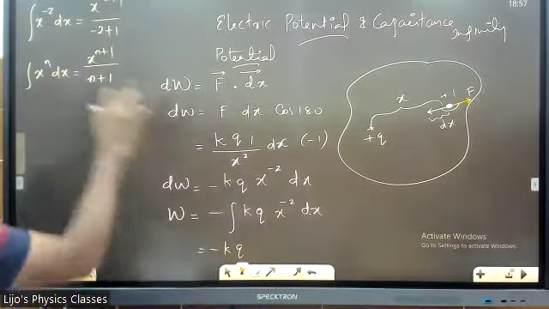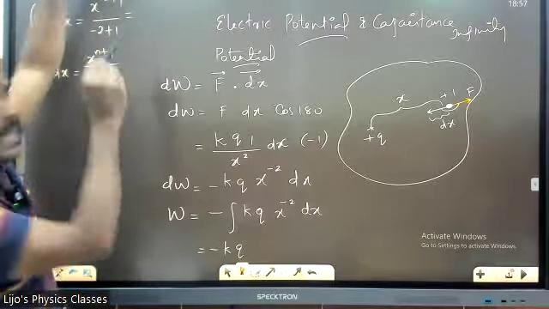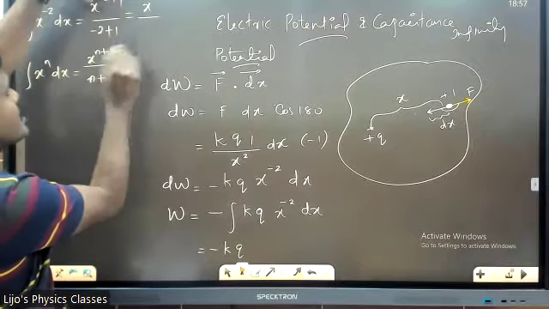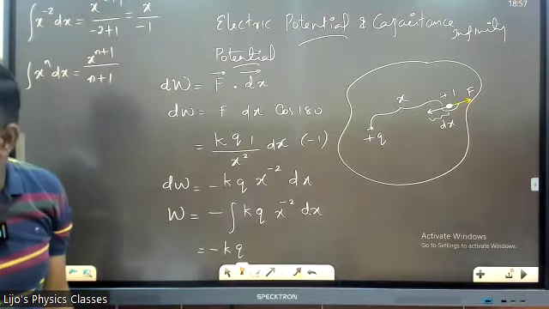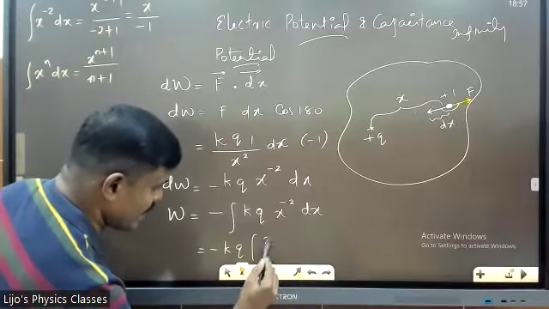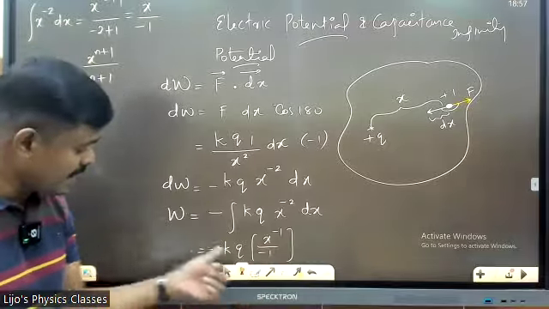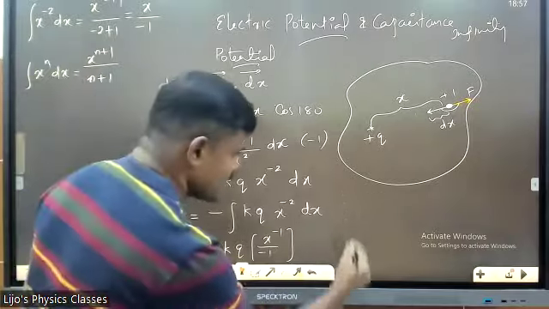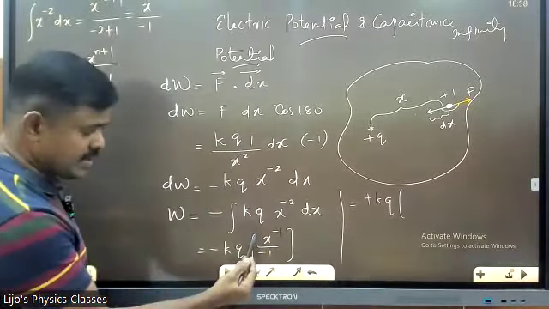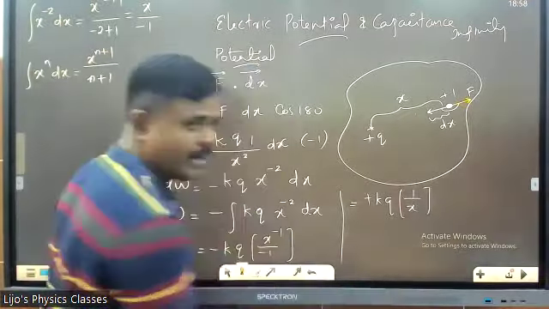Got it? So, integral of x raised to minus 2 is what? x raised to minus 2 plus 1, by minus 2 plus 1. So I get x raised to minus 1 by minus 1. Last step, I take the minus outside. Minus or minus is plus kq into x raised to minus 1, which is also called 1 by x.